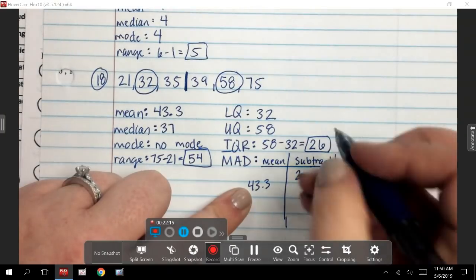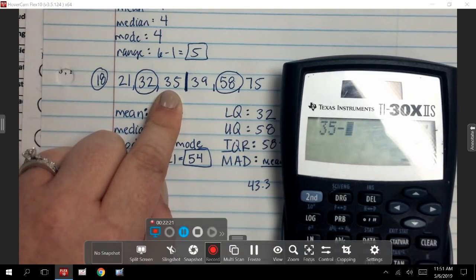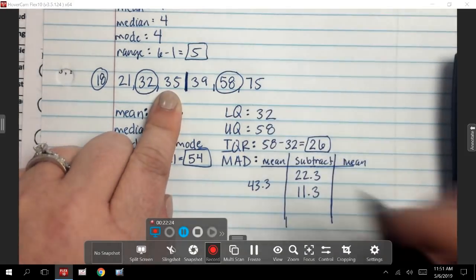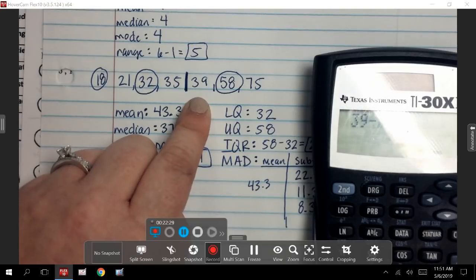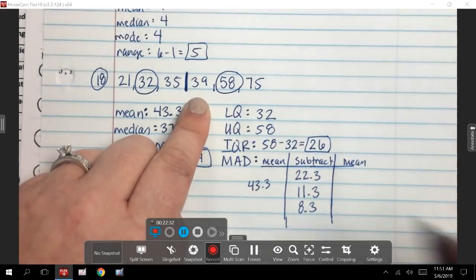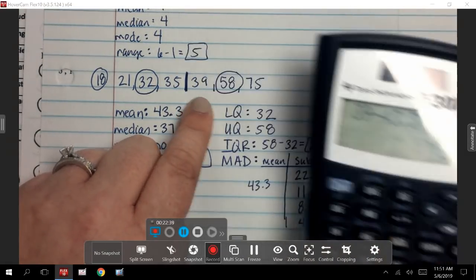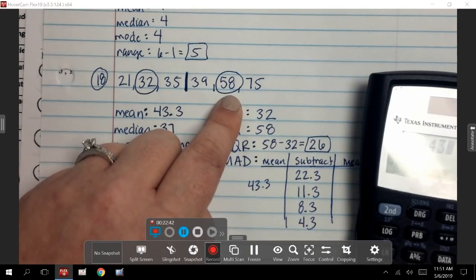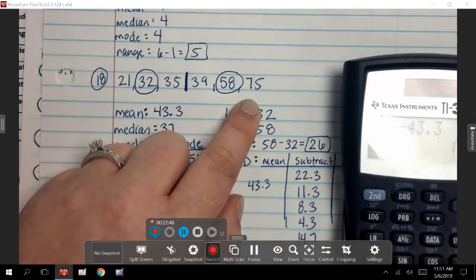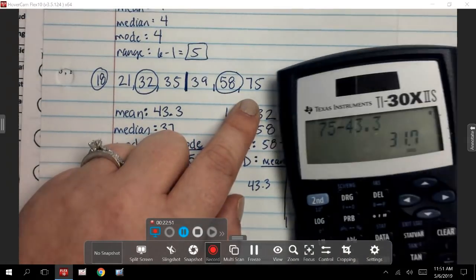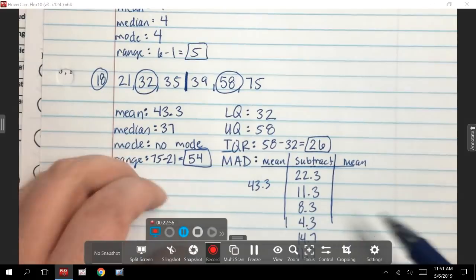All right, that gave me 11.3. Now I'm going to do 35 minus 43.3. That gave me 8.3. Hopefully this sounds a little familiar. It's been a long time since we've done it. 39 minus 43.3 gives me 4.3. And again, you'll notice every time, even if it has a negative on my calculator, I'm just ignoring that. 58 minus 43.3, which is 14.7. And then 75 minus 43.3 gives me 31.7. Okay, so these are my new numbers that I have.